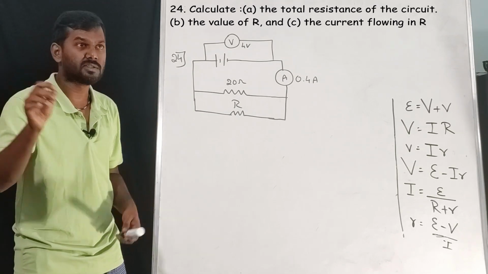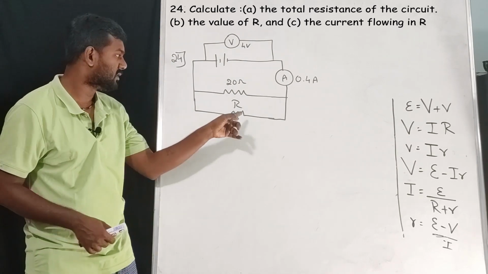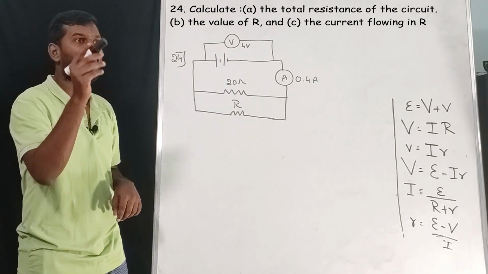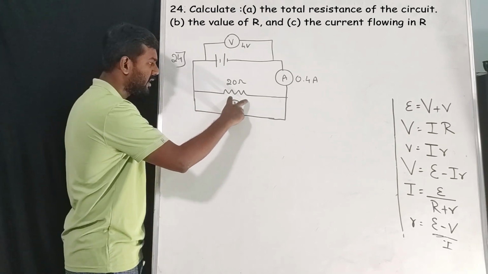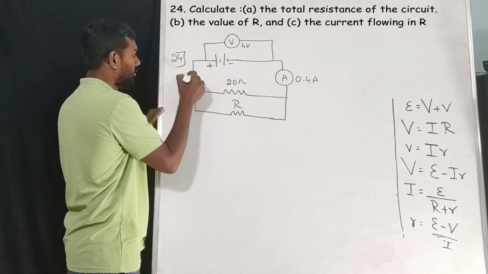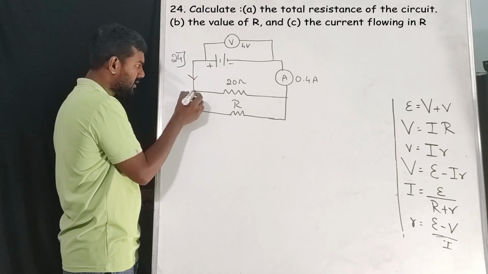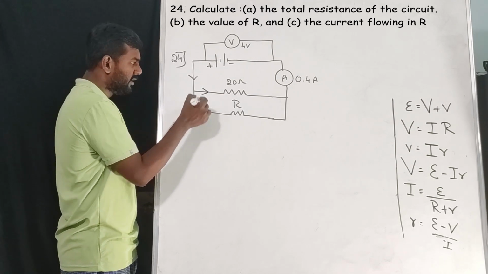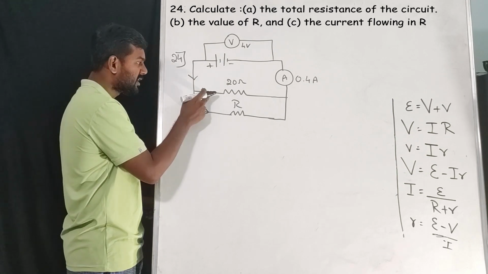We have to find the total resistance of the circuit, and the value of R. This value is not given, but current and voltage are given. Using that we have to find this. Then the current flowing in R. So how much current is flowing in R? Listen, from the positive terminal we are getting the current. Whenever it enters this junction, this parallel circuit, the current will divide. The branch with more resistance will receive less current.